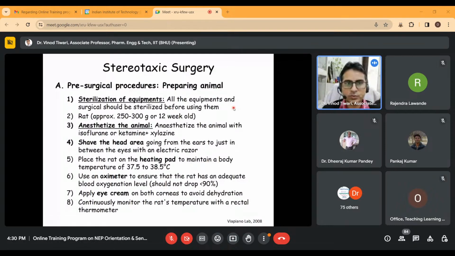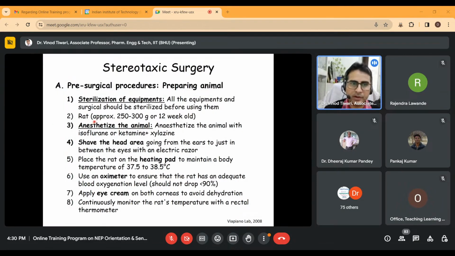And how are you supposed to do that? You are supposed to keep all the equipment, like blades, cannulas, scissors, or any other equipment where clamps are there, right? All these things are supposed to be kept in 70% ethanol one day before the surgery, and kept there overnight so that they are completely sterilized, and then kept in dry air so that the alcohol gets evaporated and they're sterilized. After that, you have to take the animals, rats.